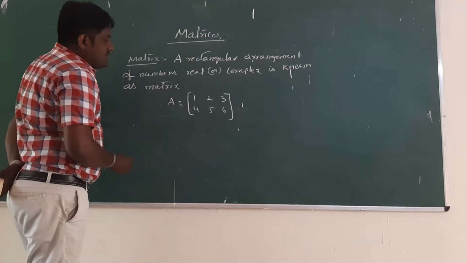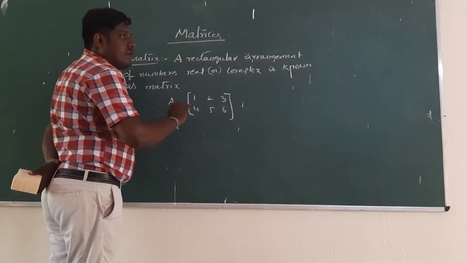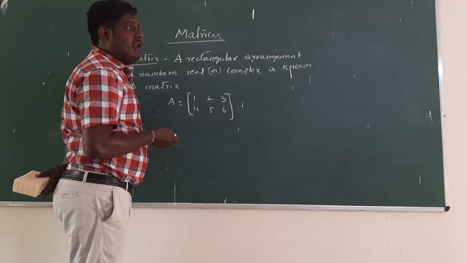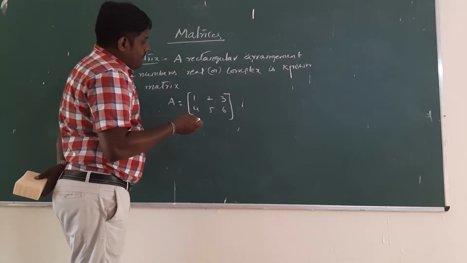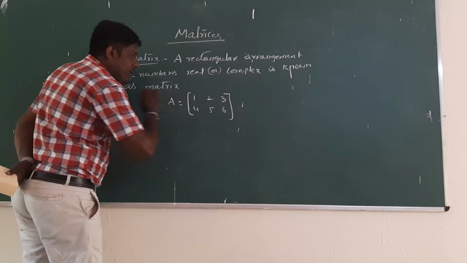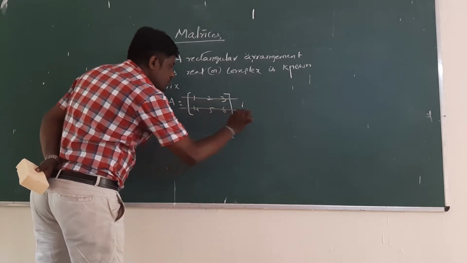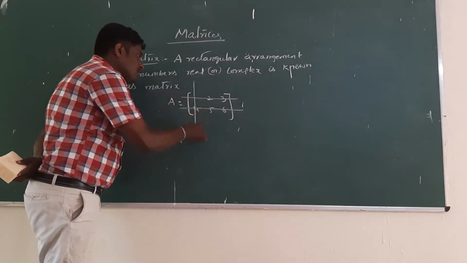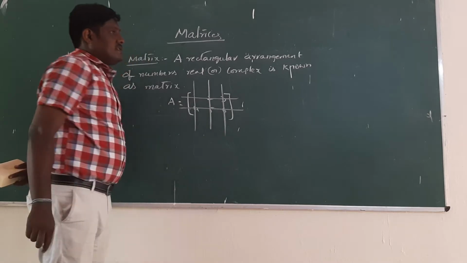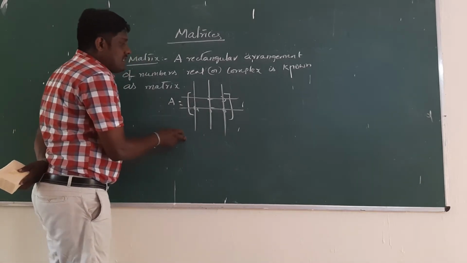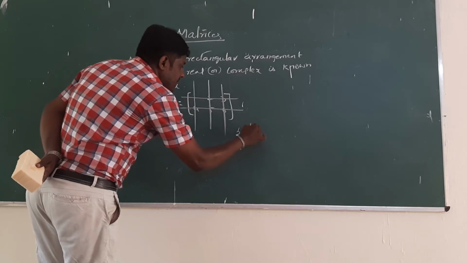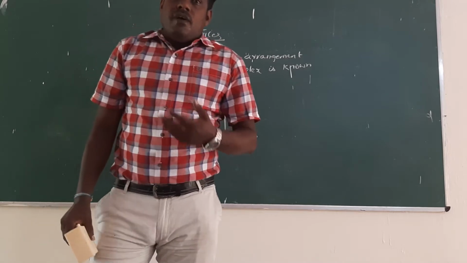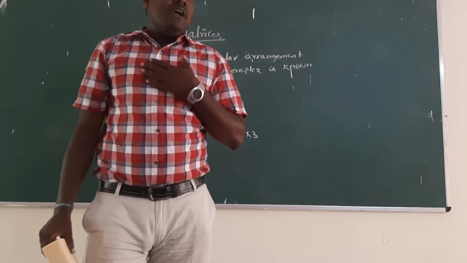In the matrix, horizontal lines of numbers are called rows. Vertical lines of numbers are called columns. So, how many rows are there here? 2 rows in the matrix A. How many columns? 3 columns. So the order of this matrix is 2 by 3. The general order is the number of rows by the number of columns.